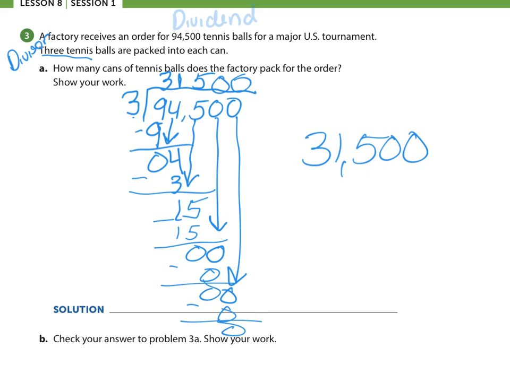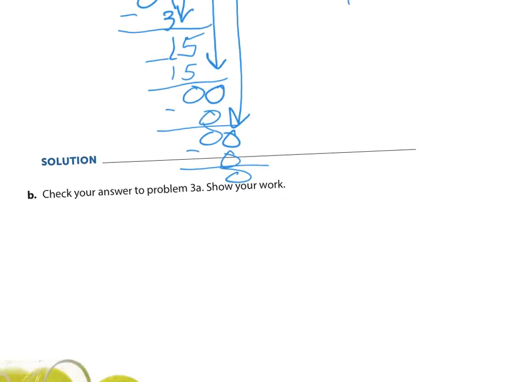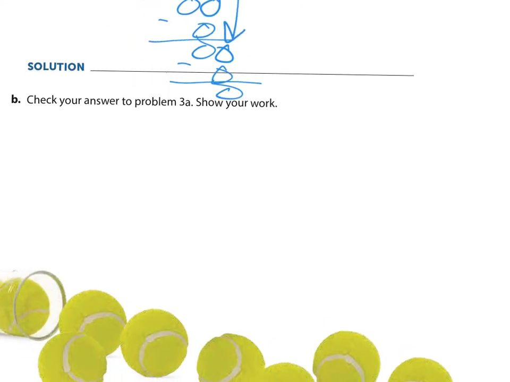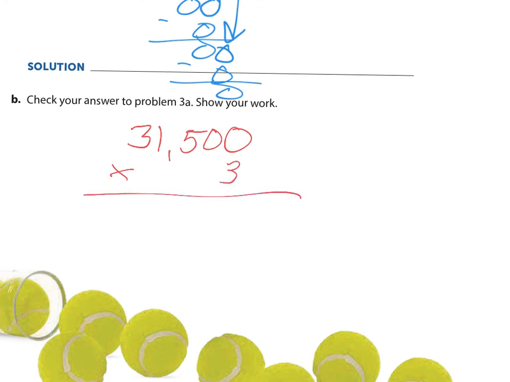Okay, so checking on the next piece here, how can we actually check our answer? So if we had this problem and I ask you, how can you see if you're correct or not without a calculator? We can take our answer, which was 31,500. We can multiply it by 3. We're working backwards. So this should give us our original dividend. So remember, we're trying to make sure we have 94,500 as our answer.